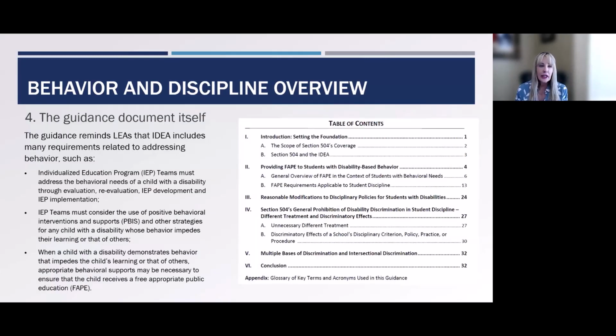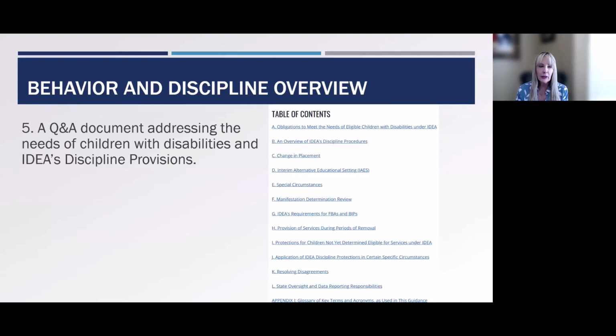The fourth item as part of this package is the guidance document itself. And I've indicated the table of contents over here, lots of good information, 41 pages of great stuff. I want to highlight just 3 things that the guidance mentions. One is IEP teams must address the behavioral needs of a child with a disability through evaluation, reevaluation, IEP development, and implementation. IEP teams must consider the use of positive behavioral interventions and supports. And when a child with a disability demonstrates behavior that impedes the child's learning or that of others, appropriate behavioral supports may be necessary to ensure that the child receives FAPE. And then the fifth item as part of this guidance document is a Q&A document. And I've listed the table of contents here. Like the guidance document itself, lots of good stuff in it, 57 pages. I encourage you to look over it.